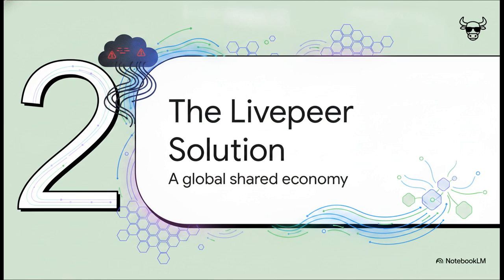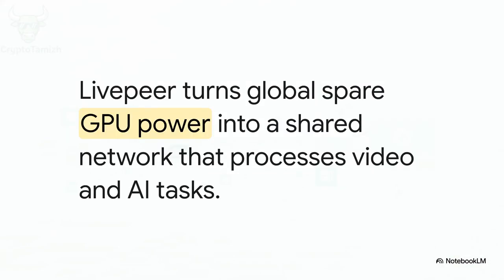Moving right into Chapter 2, the Livepeer solution. Let's look at this global shared economy. So, if the current big tech setup is way too expensive and honestly just the wrong tool for the job, what do we do? Well, instead of relying on a handful of massive corporate server farms, Livepeer takes a completely different approach. It coordinates independent computer graphics cards, or GPUs, from all over the world, stitching them together into one giant open network. Just imagine all the incredibly powerful computers sitting idle in people's homes and data centers right now.